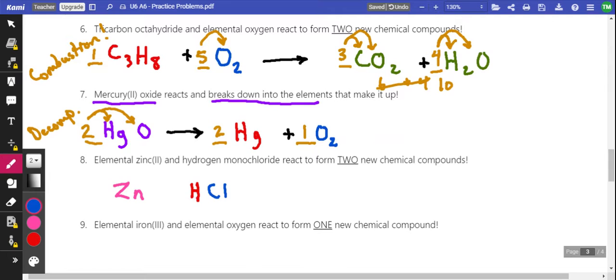Okay, so what's this going to be? Well, I have 1 pure element and I have 1 compound. So this is going to be a single replacement. This time it's not a bunch of C's and H's reacting with O2, so it's not a combustion reaction. This is a, let's see if I can fit this in here, single replacement.